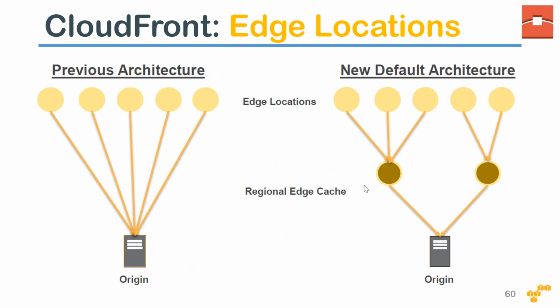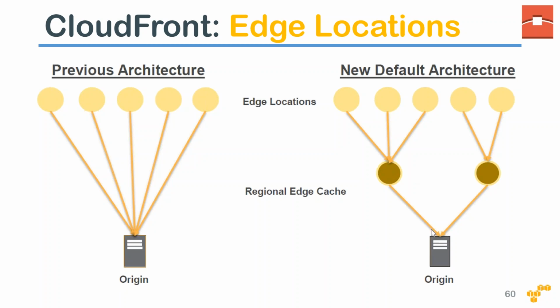Edge locations, this is a very interesting architecture in my opinion. Earlier, this is how it was. Let us say that your origin is an S3 bucket or an EC2 instance, so it was directly copied to multiple edge locations like this. But Amazon found out there's a performance improvement if they have regional edge caches.